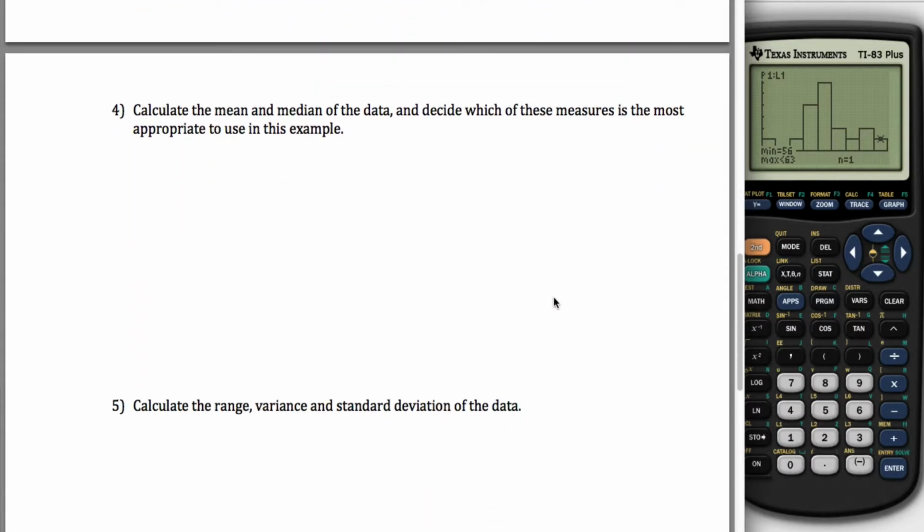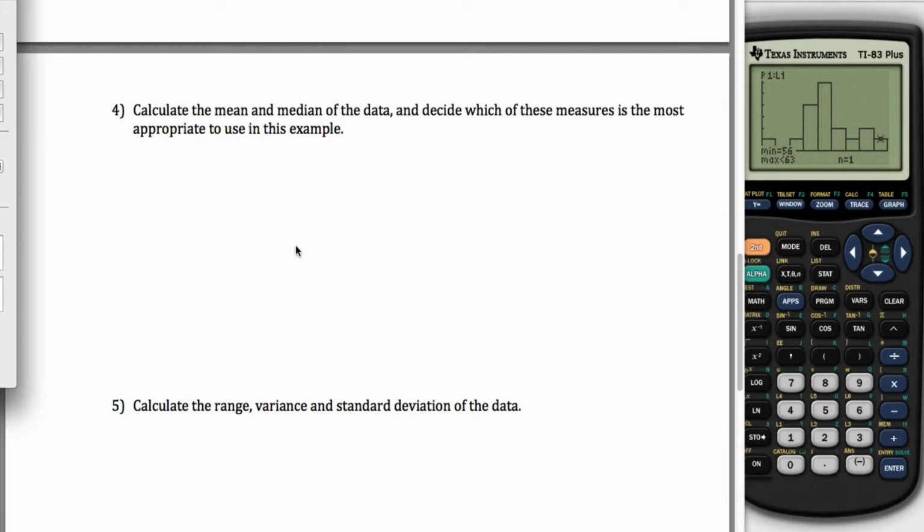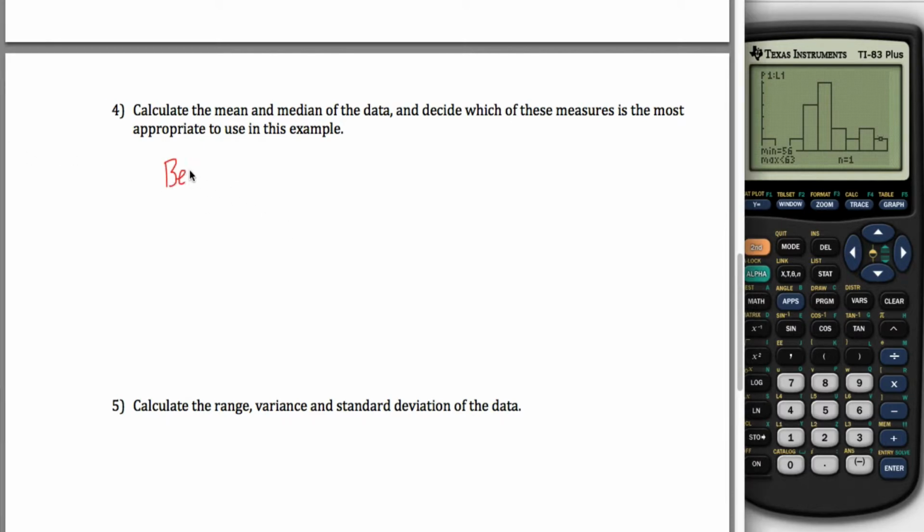Calculate the mean and the median of this data and decide which of these measures is the most appropriate to use in this example. Okay, because I said shape was approximately normal, aka symmetric, aka bell-shaped, I'm going to use the mean. I'll report all of them, but it's mean that makes the most sense when things are approximately normal.